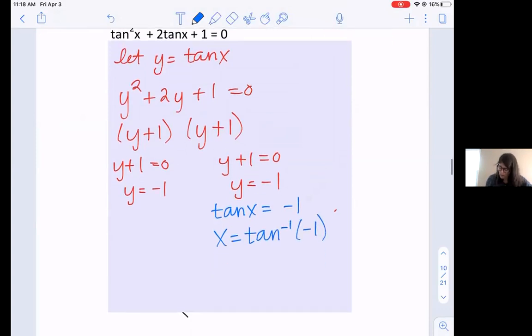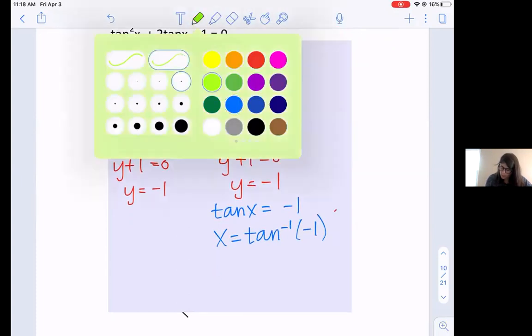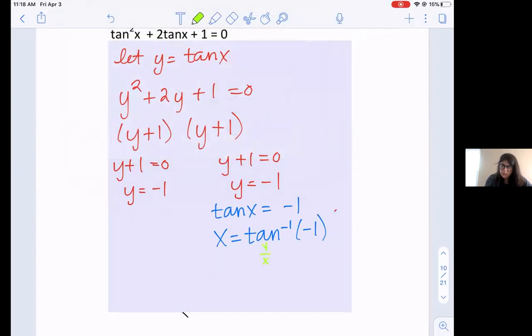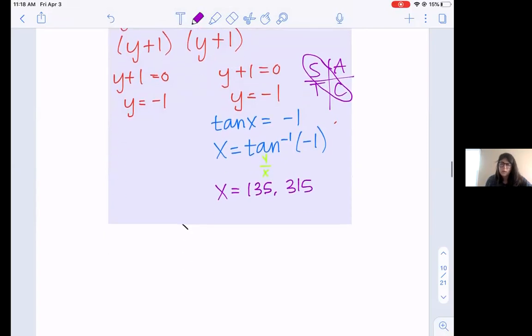And when I get x by itself, I need to use inverse trig. Okay, so I'm looking for where is my tangent, or where is my y over x, equal to -1. So remember that tangent is negative in quadrants 2 and 4. So tangent equals -1 at 135 and 315. Okay, but those are not the only values. I need to make sure that it's all real numbers. So 135 plus 360k and 315 plus 360k is my final answer.